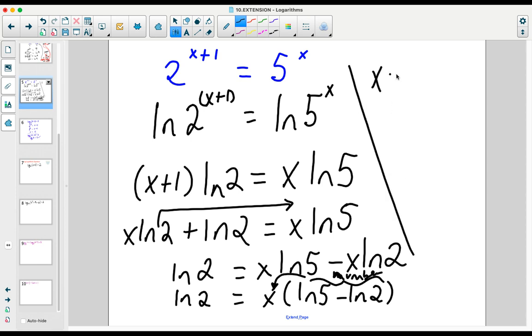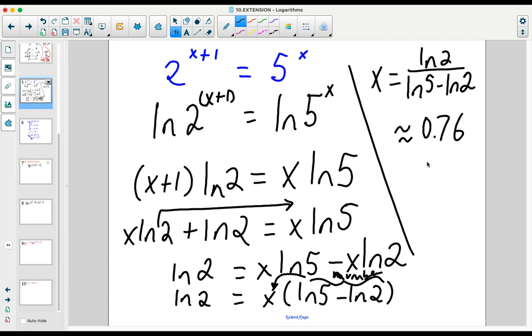So my final result is x is equal to the natural log of 2 over the natural log of 5 minus the natural log of 2. If I want to approximate that, it's about 76/100ths. I can back substitute that and make sure I get the same amount on both sides, and I do.